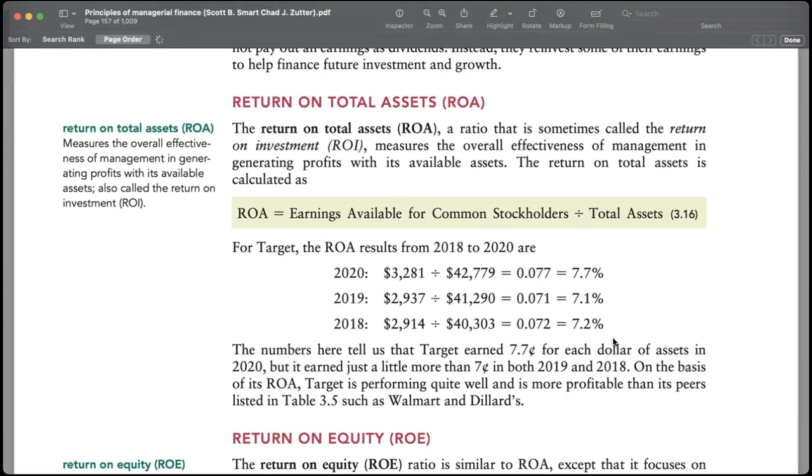So see the difference between net profit margin and return on asset. In case of net profit margin, we calculate from every dollar of sales, how many dollar of net income. But here, it is from every dollar of asset, how many dollar of net income.